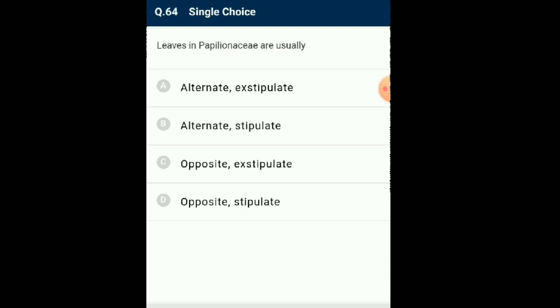Question number 64. Leaves in Papilionaceae are usually. The leaf has mainly three parts: leaf base, petiole, and lamina. It is given in the textbook very clearly with the help of diagrammatic representation. So in Papilionaceae, the mode of arrangement of leaves is alternate with stipules. So it is called stipulate. So the answer for this question is option B. The mode of arrangement of leaves: alternate leaves with stipules.